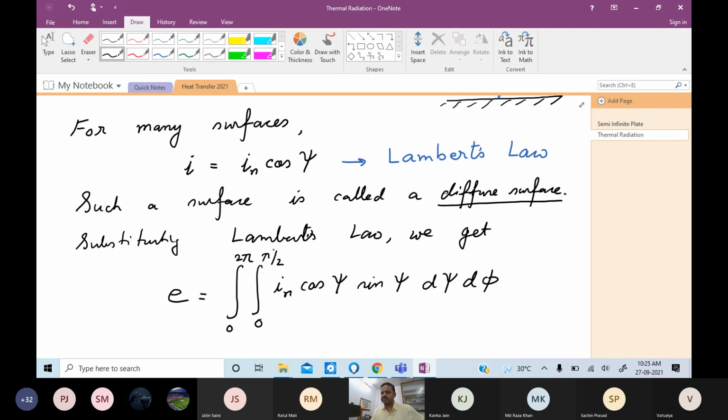Quickly, someone, please do this integration and tell me what you get. While I sip my cup of chai, please do this integration and tell me what you're getting. Take I_N out. You don't know what is I_N, but otherwise, sin psi cos psi is what? Sin 2 psi by 2.